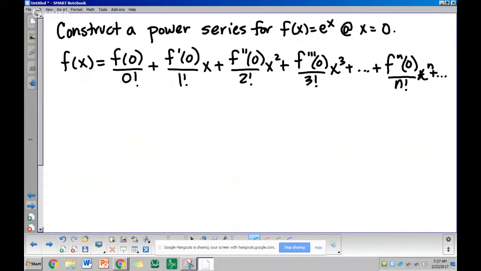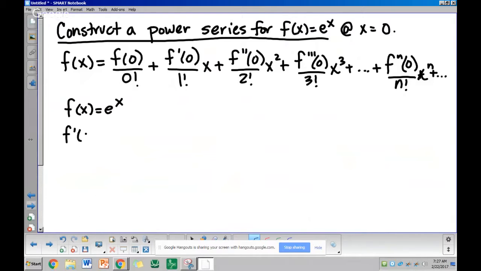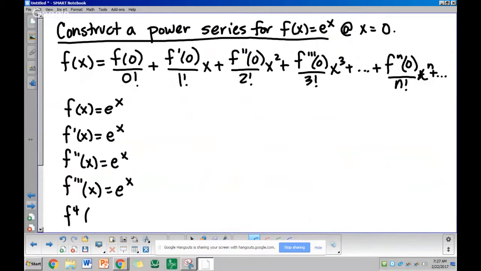So now, in order to construct a power series for e to the x, what we have to do is find out what the coefficients are. And in order to find the coefficients, we have to take multiple derivatives. So f of x is equal to e to the x. And I started off with an easy one this time. F prime of x is equal to, well, e to the x, which is nice. F double prime of x is equal to e to the x. F triple prime of x is equal to e to the x. The fourth derivative of x is equal to e to the x.